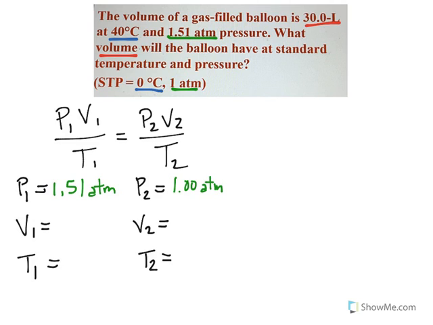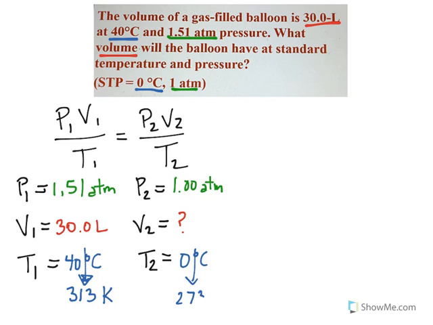For our volume, our initial volume is 30.0 liters, and we don't know what the final volume is. And for temperature, our initial temperature is 40 degrees Celsius, but you must remember that when we're doing gas laws, temperature must be recorded in Kelvin. So this needs to be converted to Kelvin by adding 273 to it, so we get 313 Kelvin. And our final temperature is 0 degrees Celsius, but it has to be in Kelvin. So when we convert that, 0 plus 273 is 273 Kelvin.